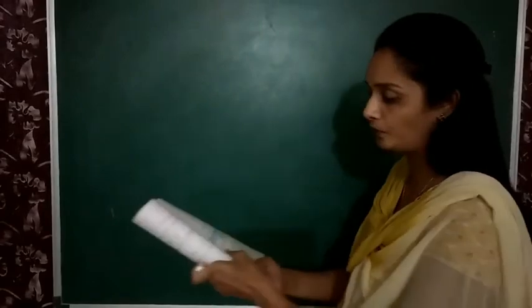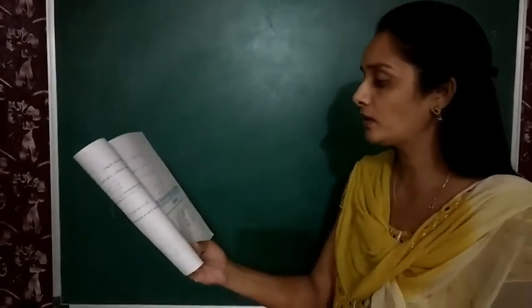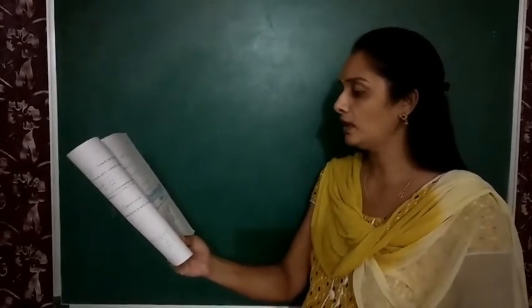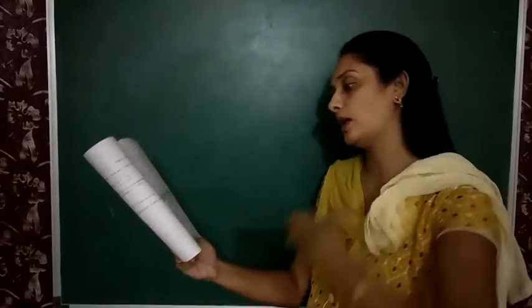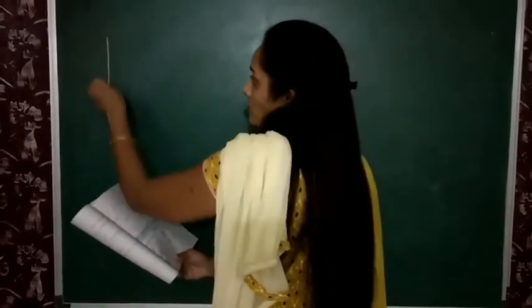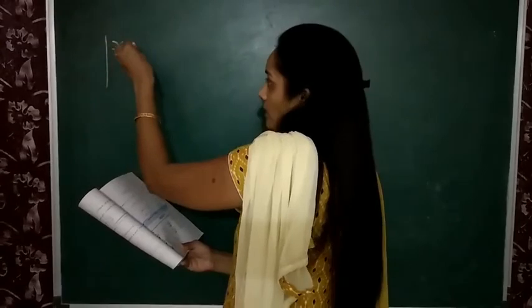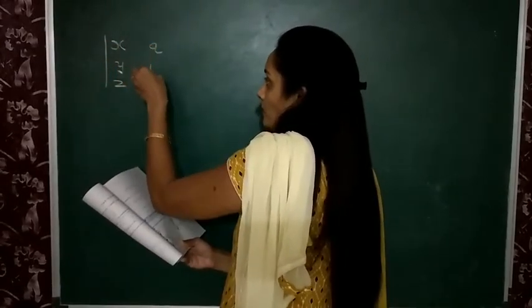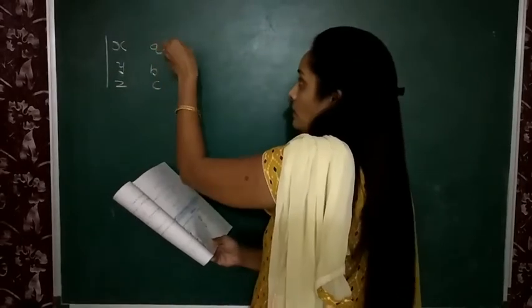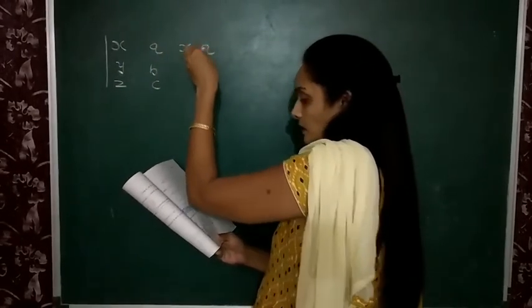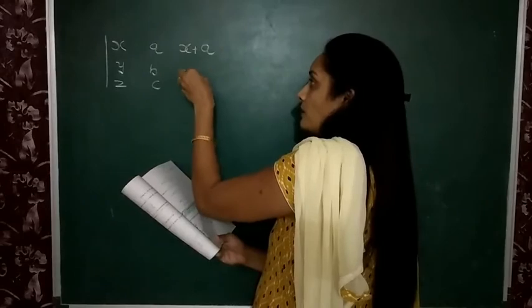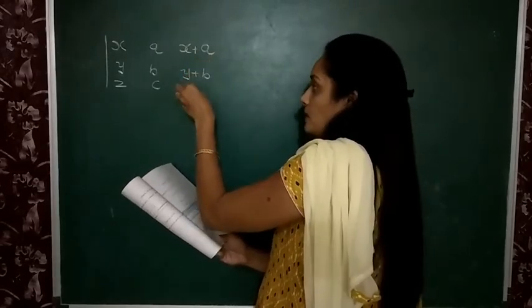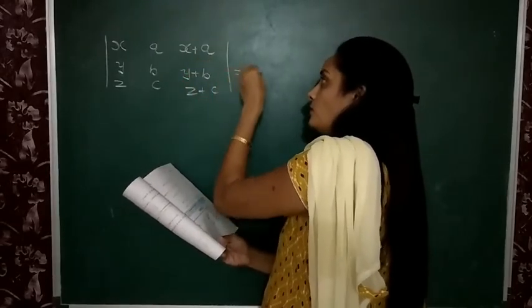Now we are going to do exercise 4.2. Using the properties of determinants and without expanding, in exercises 1 to 5, prove that. The first sum is x, y, z; a, b, c; x plus a, y plus b, z plus c is equal to 0.